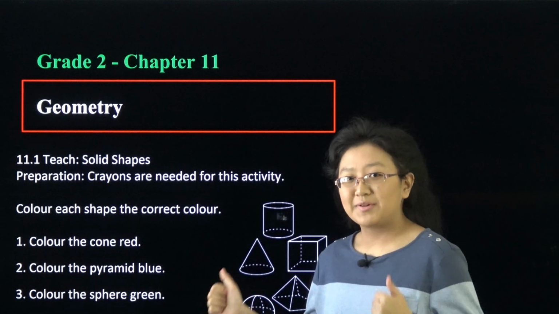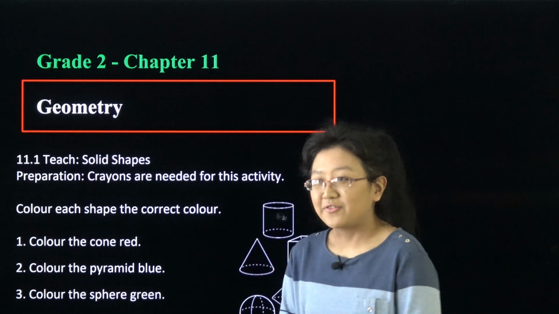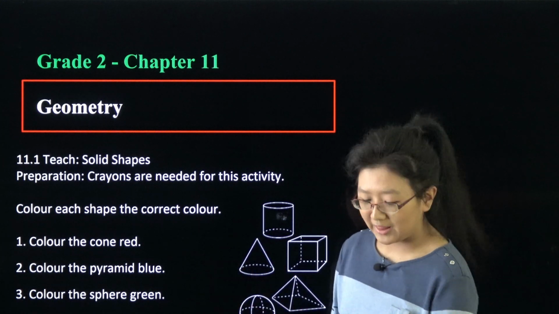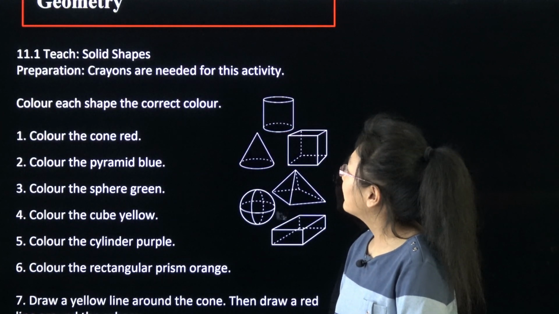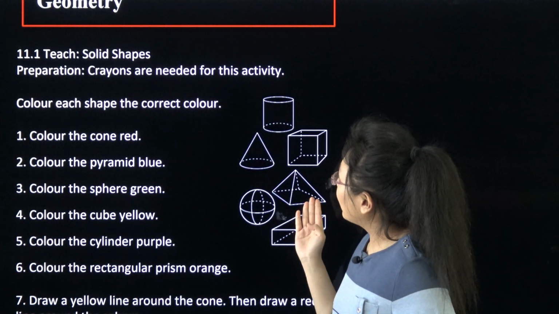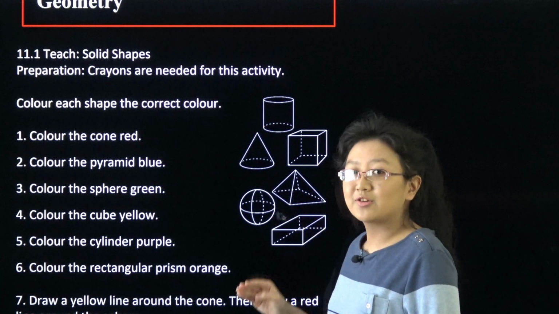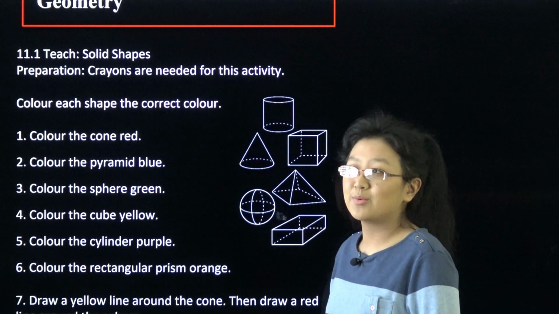to Grade 2, Chapter 11, Geometry. So for our first activity today, we will be coloring a bunch of shapes. We will also be learning about solid shapes, and you might want to use crayons or pencil crayons or anything that you would like to color with.